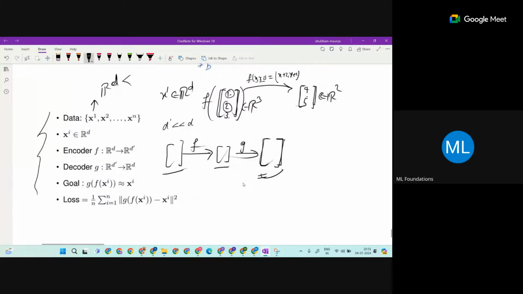Now I will use the decoder. What is a decoder? The decoder is going to be another function, and it will go from the reduced dimension R^d, in our case 2 dimensions, and then back to the same dimension.